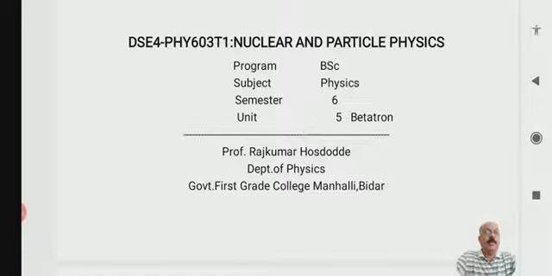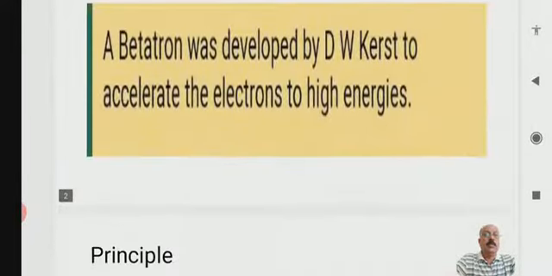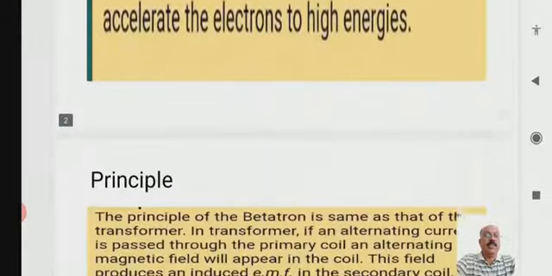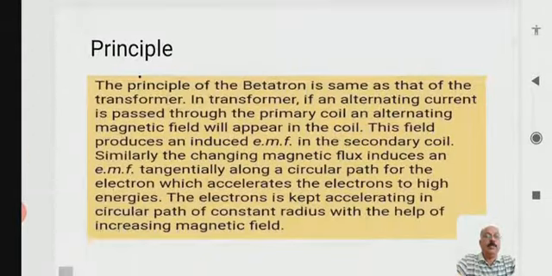So today we will discuss another type of accelerator, that is Betatron. Betatron was developed by Kerst to accelerate the electrons to high energies. The principle of Betatron.